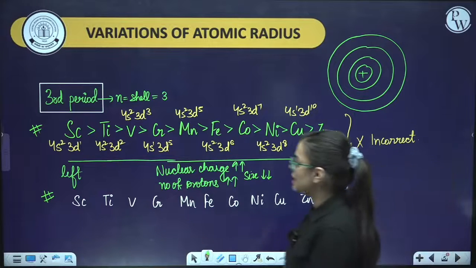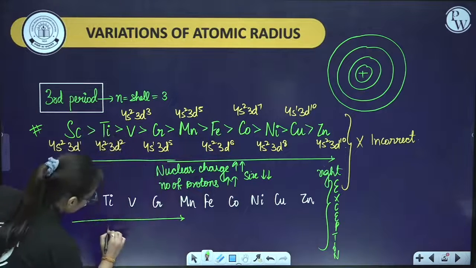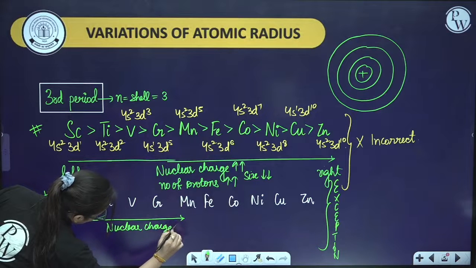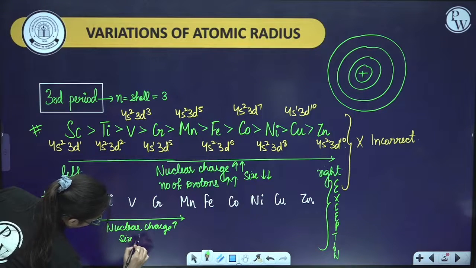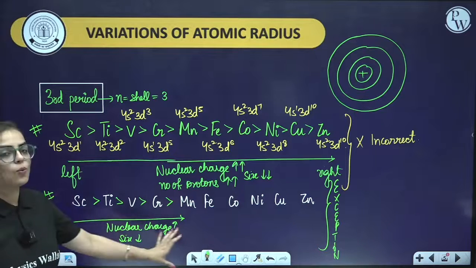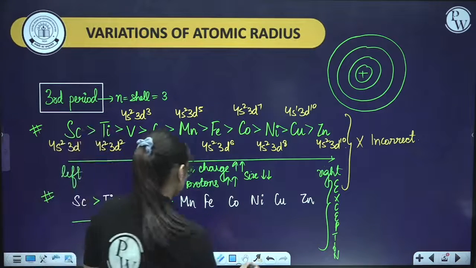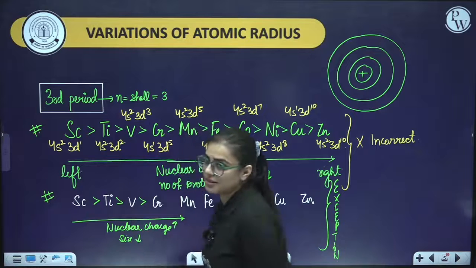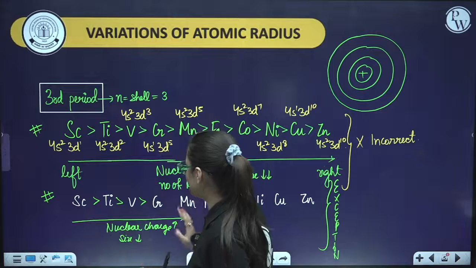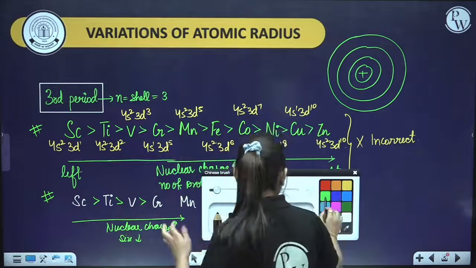See, till manganese, students, till manganese what will happen? Till manganese nuclear charge increases, hence size decreases. Till here, nuclear charge increases, size decreases. That means over here, till here, there is 3d1, 3d2, 3d3, 3d5. Over here, there is no electron-electron repulsion. Why, ma'am? Just see over here.